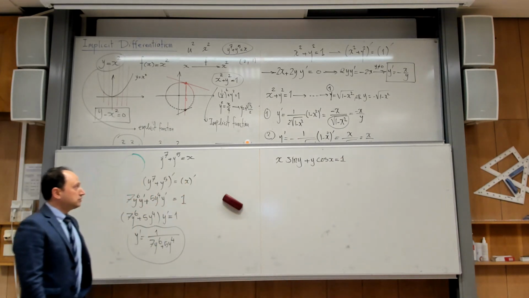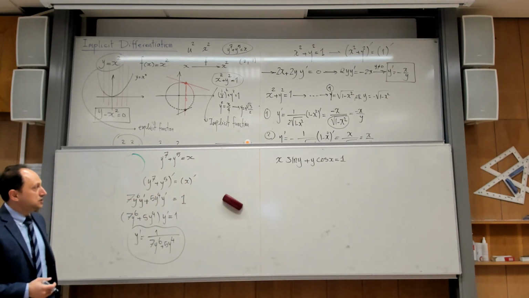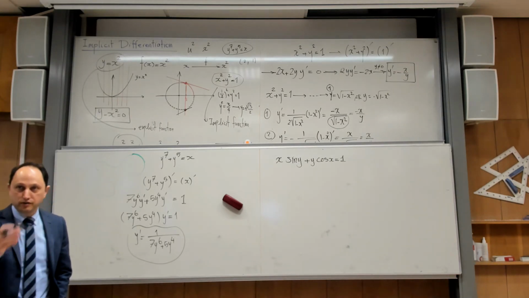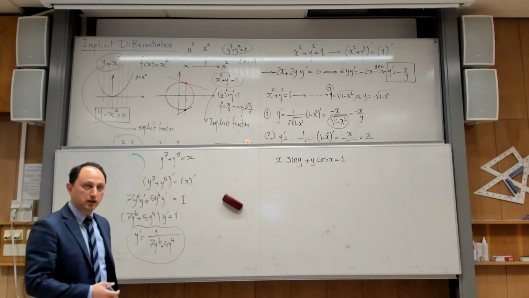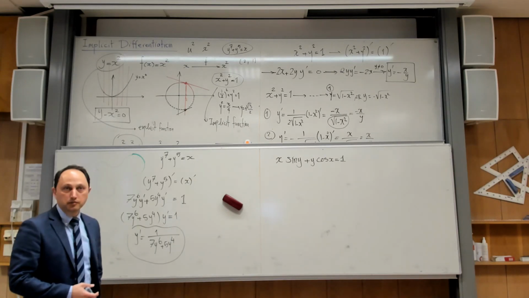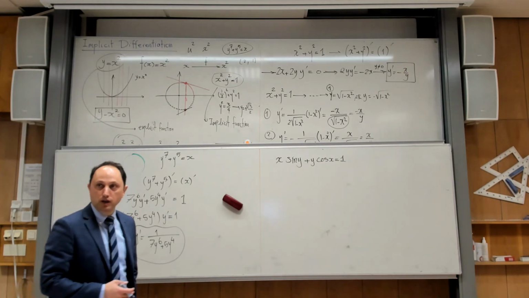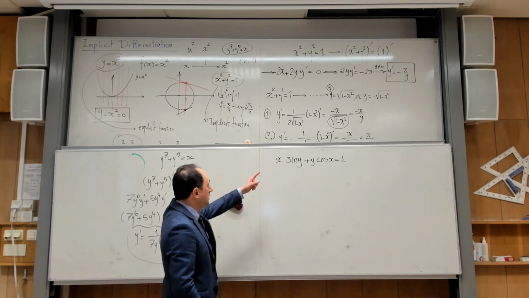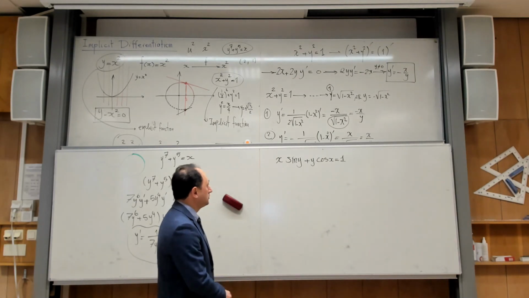First of all, I want you to understand, by looking at this, you realize that you are facing an implicit function, yes? Because you have a mixture of x and y next to each other. And then I am asking you to find y prime. So how can I do that? x sine y plus y cosine x is equal to 1.